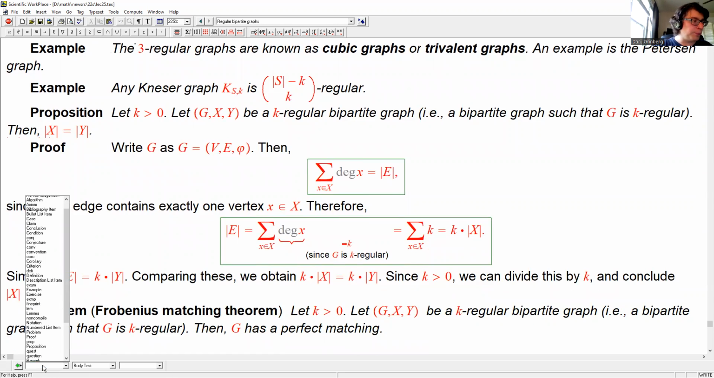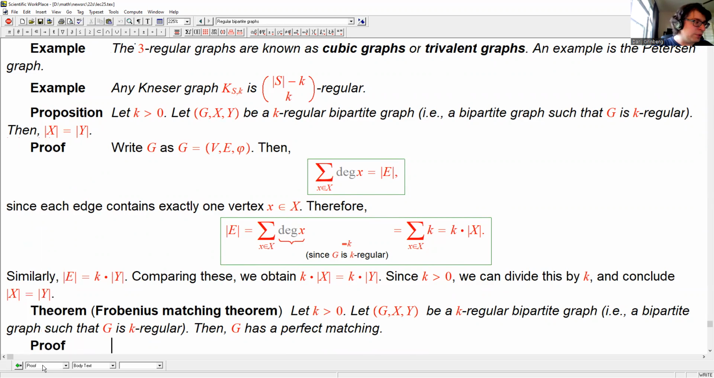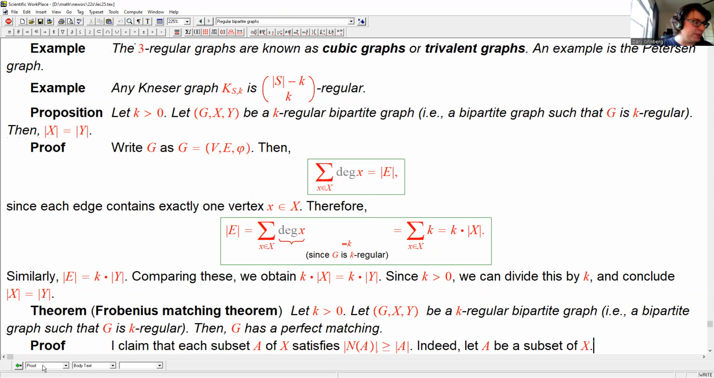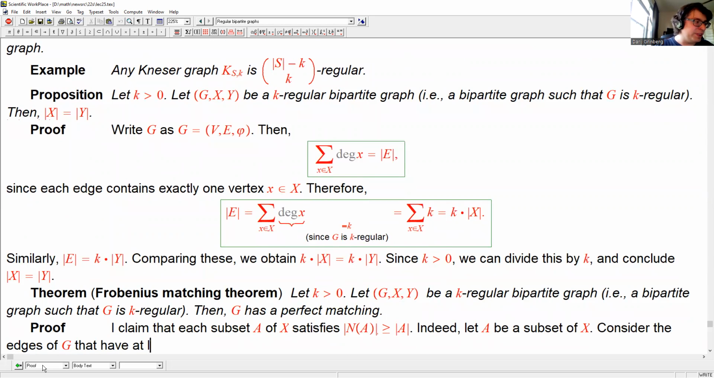Why is that? Well, I claim that each subset A of X satisfies that the number of neighbors N(A) is at least the size of A. This is Hall's condition. To prove this, let A be a subset of X. Consider the edges of G that have at least one endpoint in A. Of course, at least one means exactly one because it's a bipartite graph.